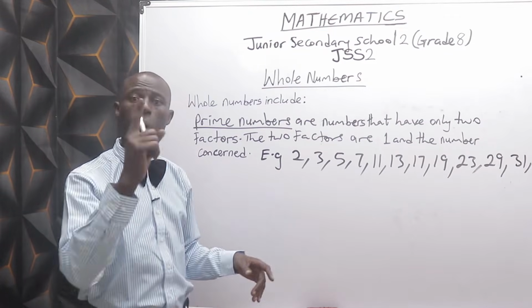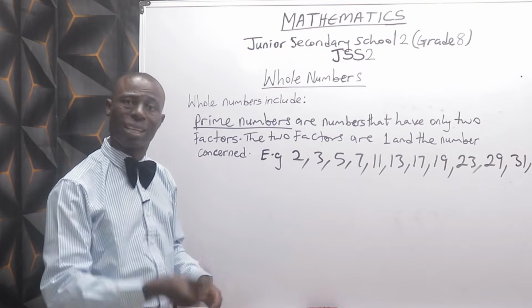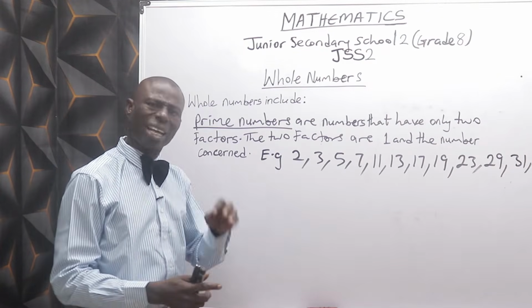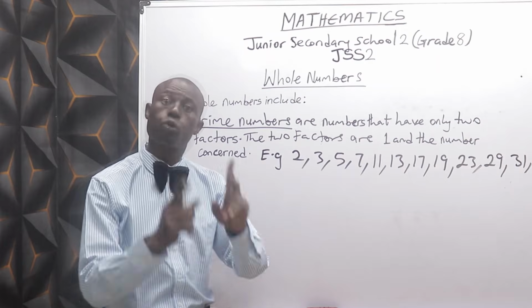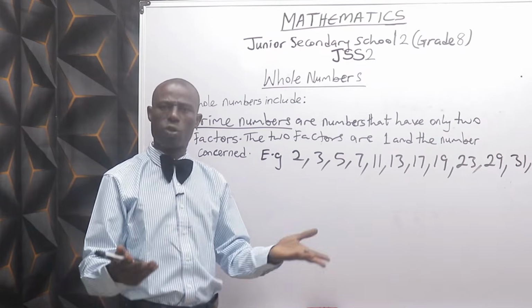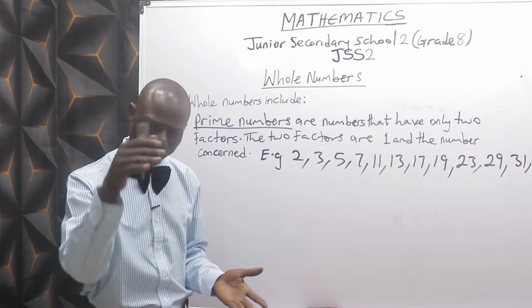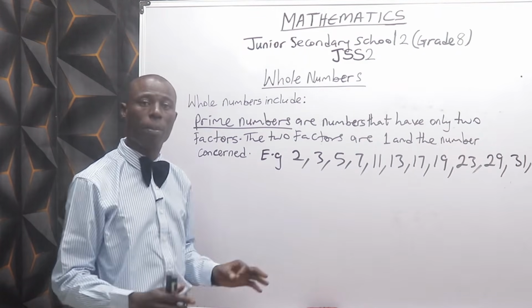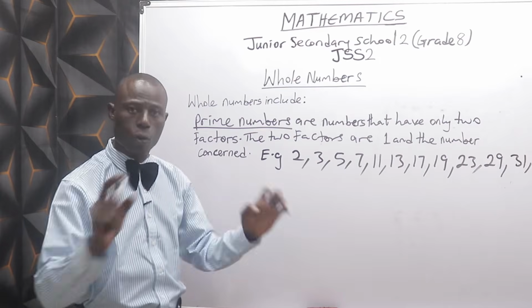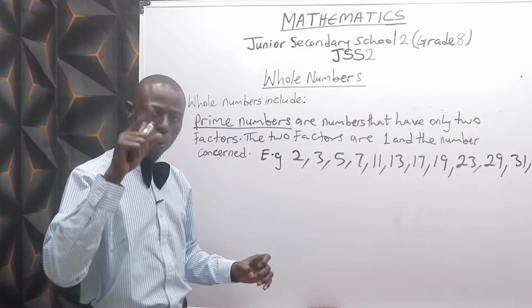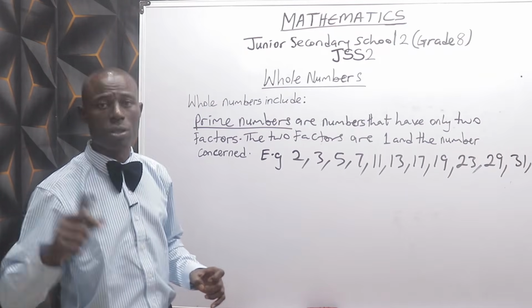Because 1 has only one factor. The factor of 1 is 1, no other factor. And a prime number must have 2 factors. If it has more than 2 factors, it is not qualified to be a prime number. If it has less than 2 factors, it is not qualified to be a prime number. A prime number must strictly maintain 2 factors. And those 2 factors will be 1 and the number concerned.